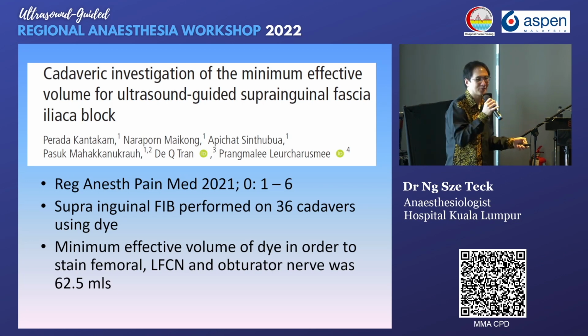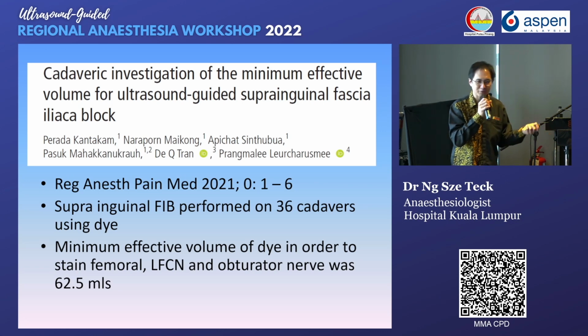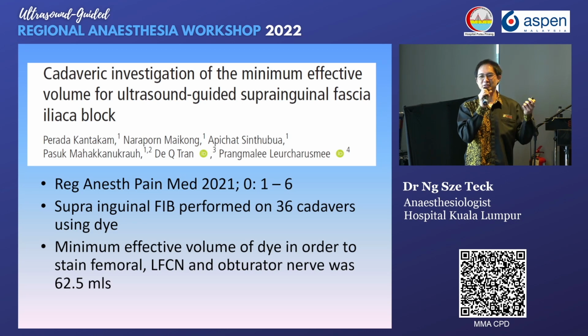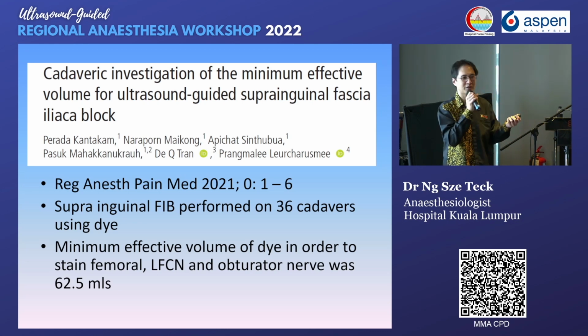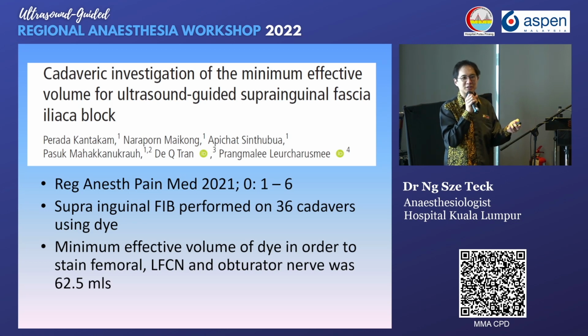So in conclusion, fascia iliaca block is a fascial plane block. Fascial plane block, you need volume. You need volume, you need to cut down your concentration because you want to prevent LA toxicity. Okay, so the typical concentration we use for fascial plane block is 0.3% ropivacaine.